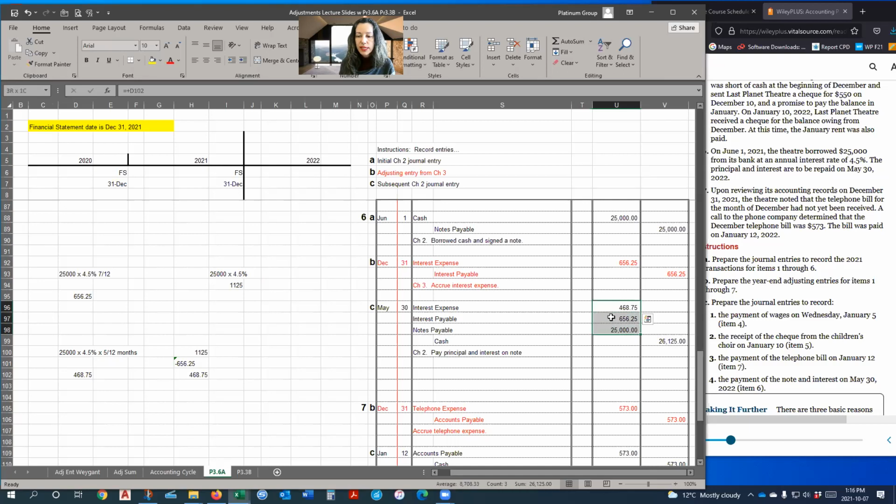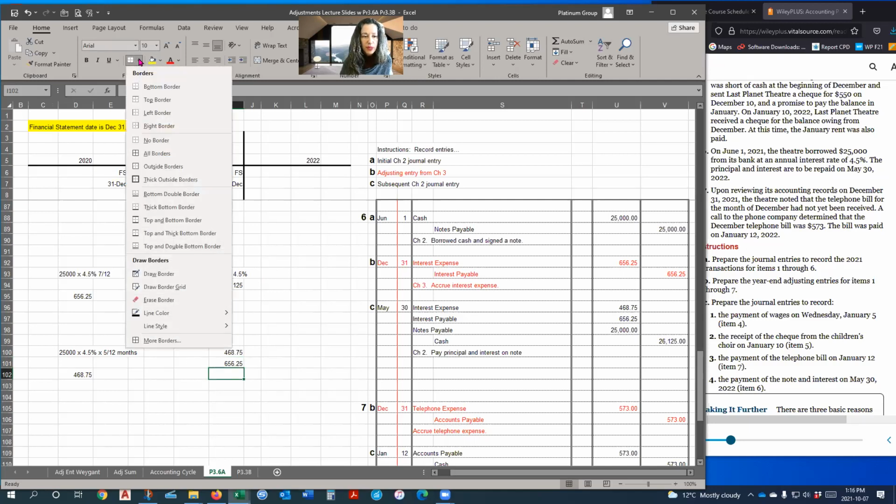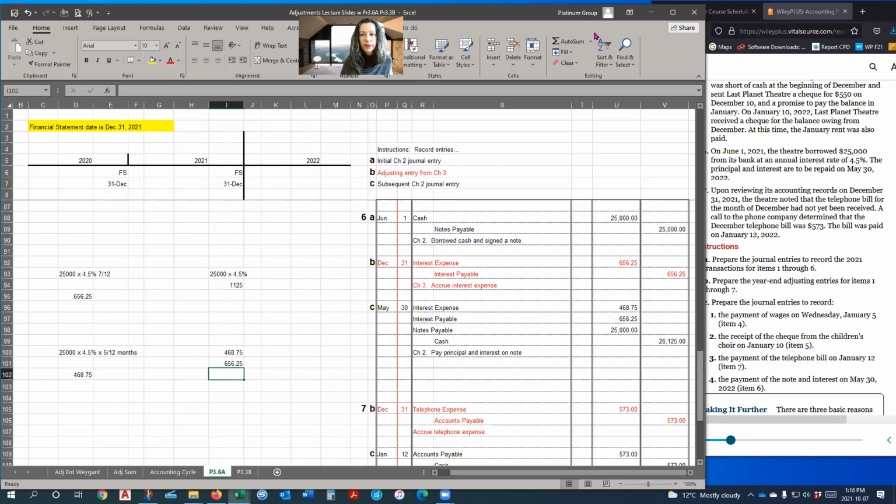And you'll notice that 468 and 656, these two summed together equal the 1125. So 468.75 plus 656.25, we sum those together, and that's our 1125, the total interest. 7 months from last year, the expense is $656, and this year's expense is $468.